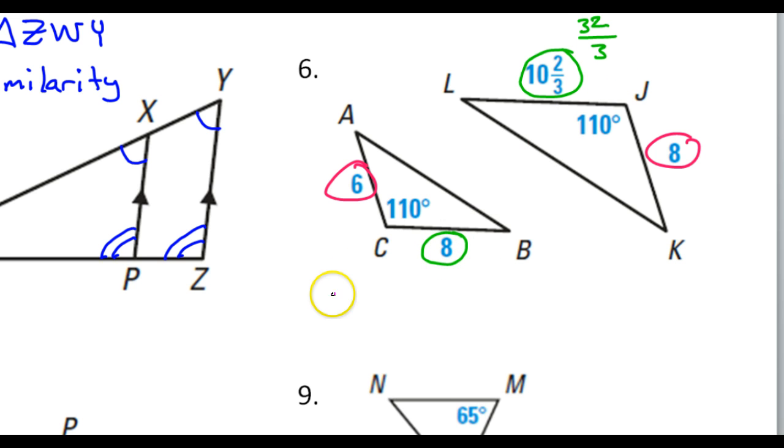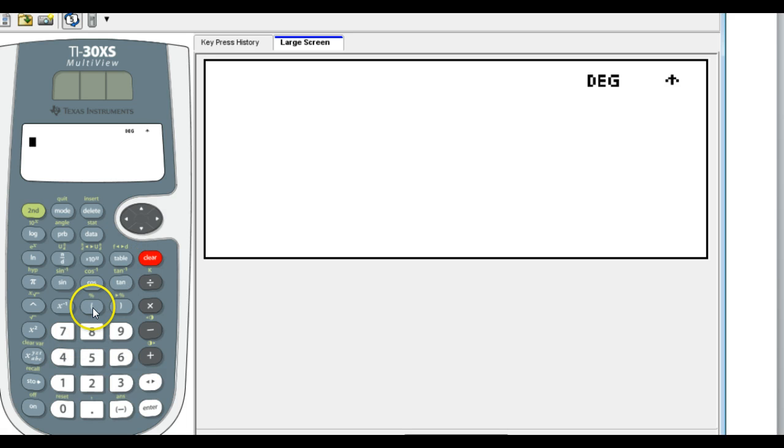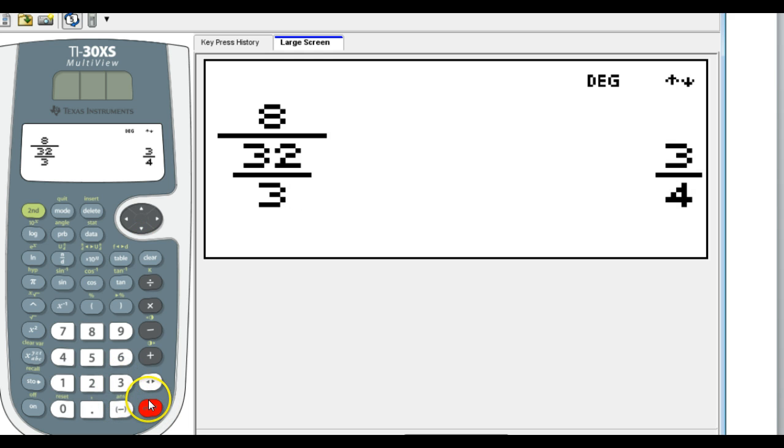So first let's do the greens. If I do 8 over 32 thirds, what do I get? Now using my calculator, I can set it up as a big old fraction, right? If I go into fraction mode, I've got 8 in the top, and in the bottom I have another fraction. So I could put a second fraction down here and do 32 thirds like this. And that'll get it, alright, 3/4.